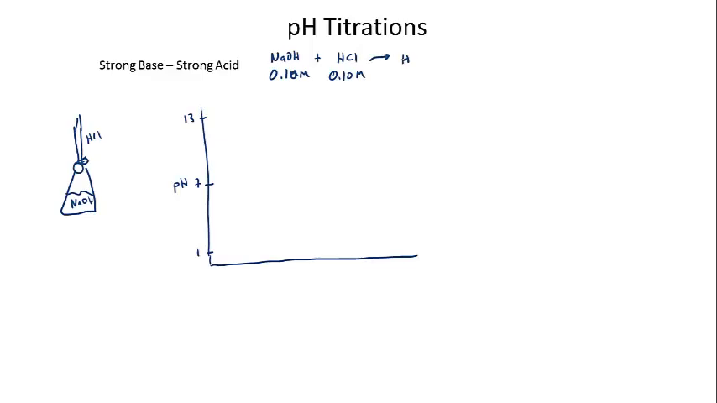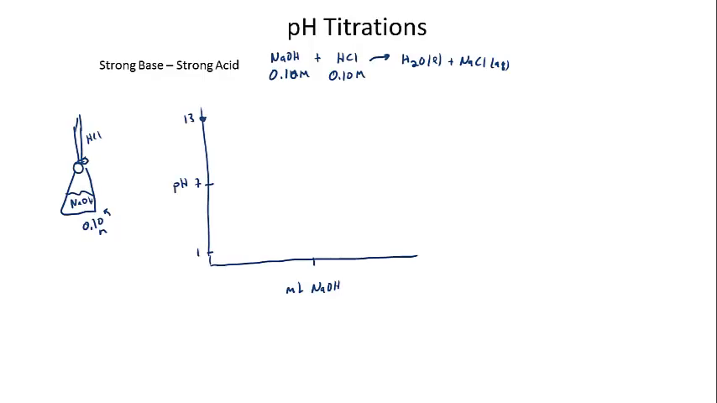The reaction is the same because it's the same compounds, of course. You'll make water, and you'll make NaCl. And again, both of those are pH neutral. So at the equivalence point, again, we would expect to have no acidic nor basic properties, so you'll have a pH of 7. When you start out with just 0.1 molar NaOH, that has a pH of 13.